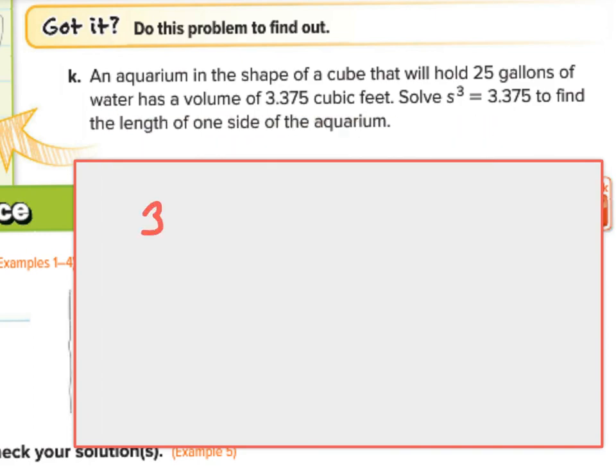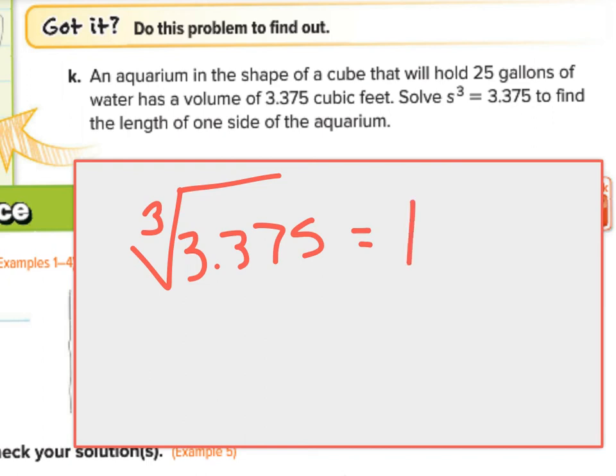So cube root of 3.375 equals 1.5. Again, I just did trial and error. If you know a better trick to use, please share.